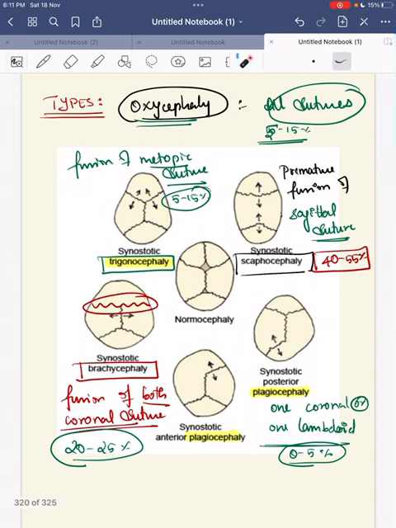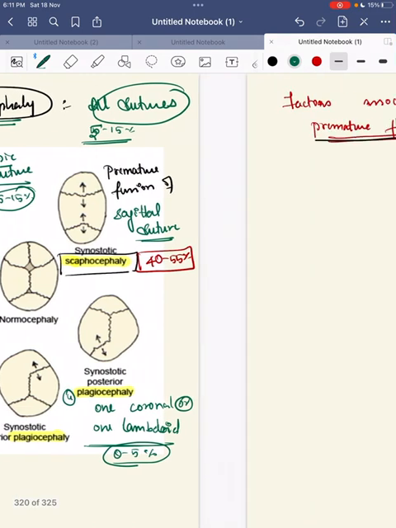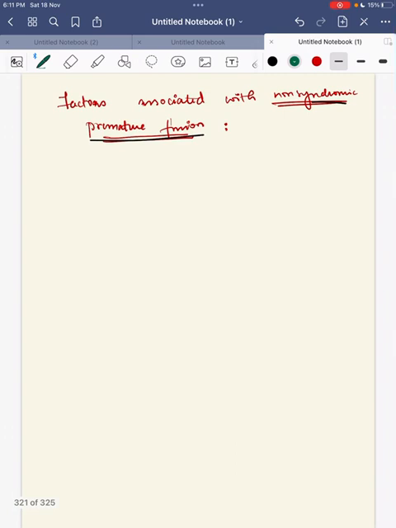So these are the types of craniosynostosis. First is scaphocephaly, next is brachycephaly, third is trigonocephaly, fourth is plagiocephaly, and fifth is oxycephaly.